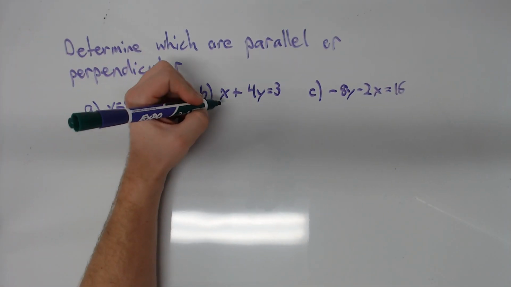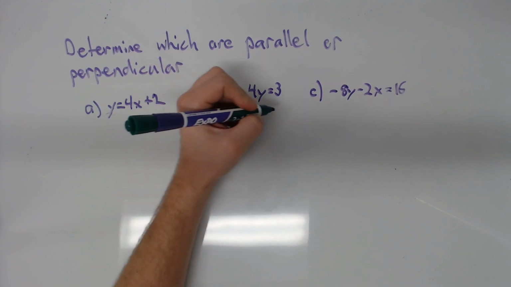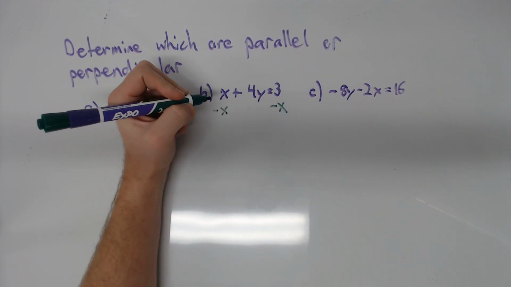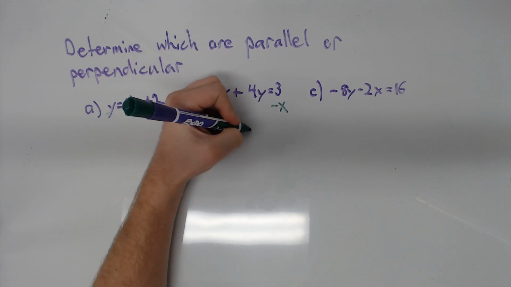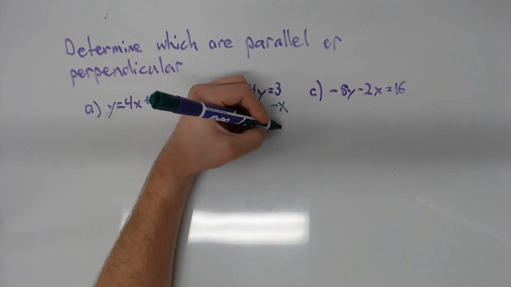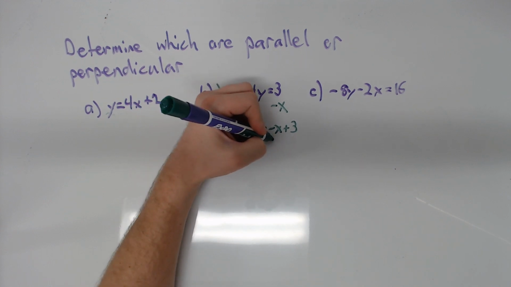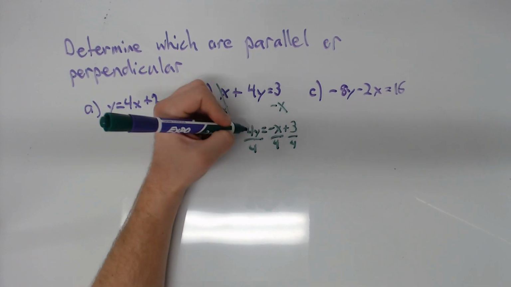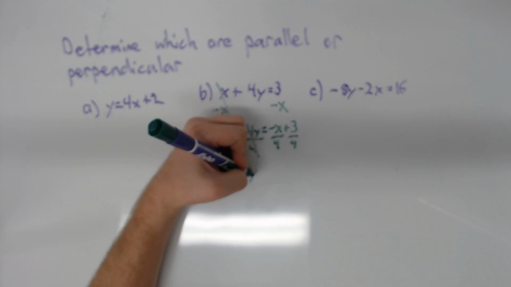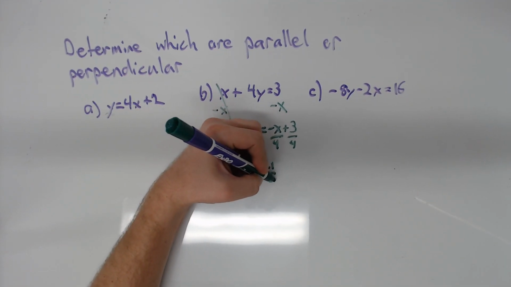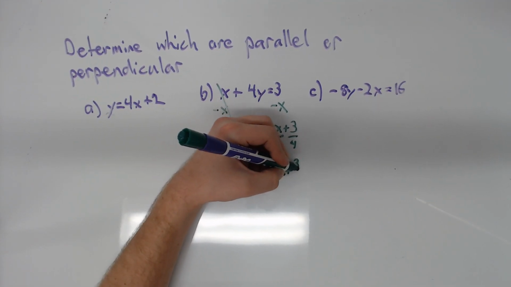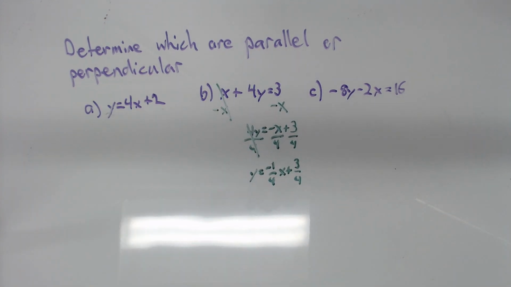So, letter B, our goal is to get y by itself. I'm going to minus x on both sides. 4y equals negative x plus 3. Divide by 4. Y equals negative 1/4 x plus 3/4. So now we have letter B in a form where we can analyze it.